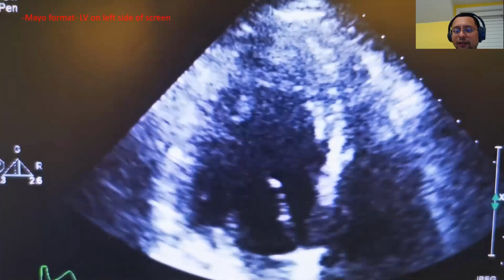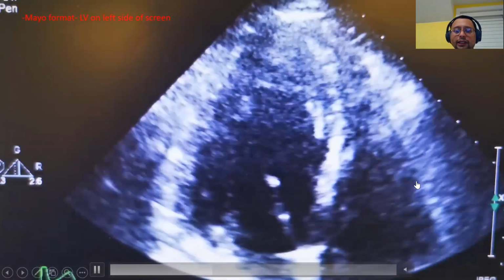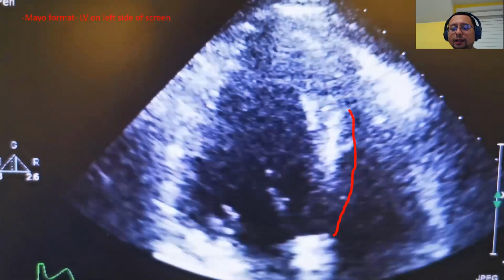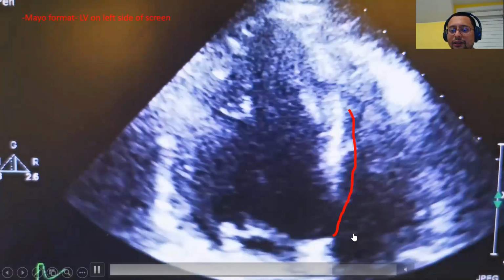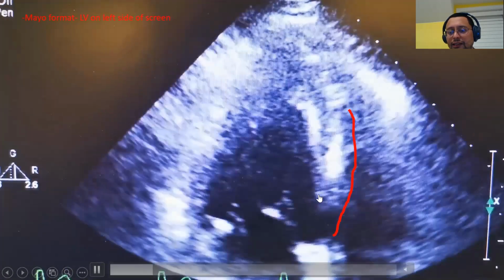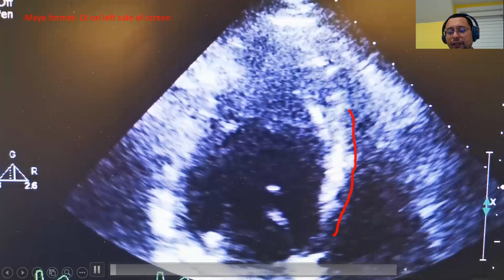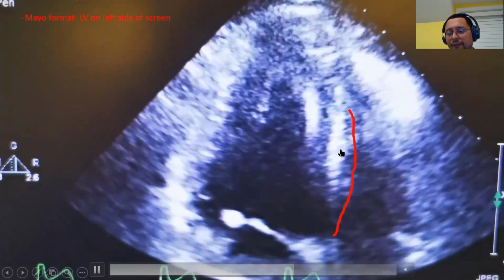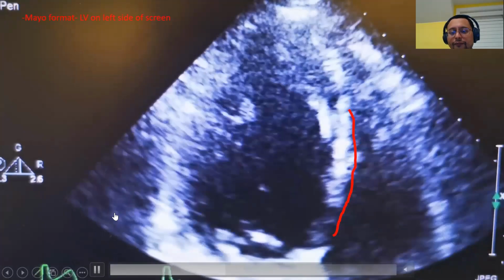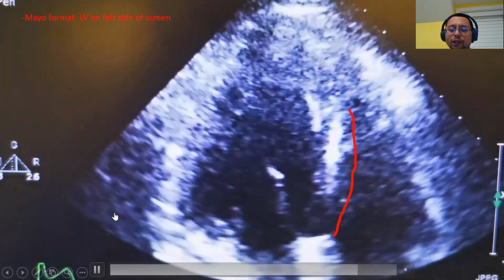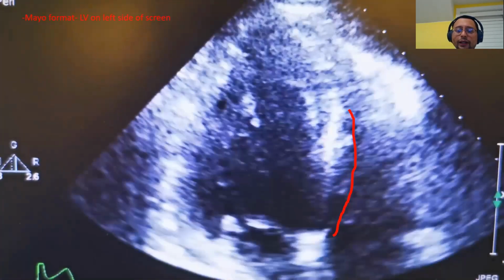Okay, this is the apical four-chamber view. That is the left ventricle and that is the right ventricle. Let's see if I highlight that. Now I hope you can see that this part here of the septal, the basal inferoseptal and the mid-inferoseptal, is actually hypokinetic compared to the rest. Let me play it again, and one more time. You can see that that part there is hypokinetic.